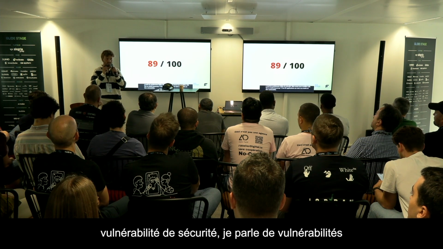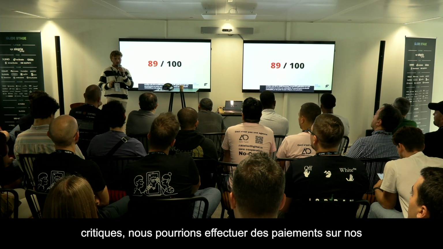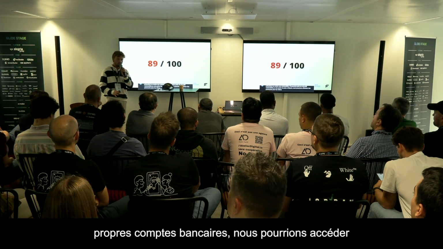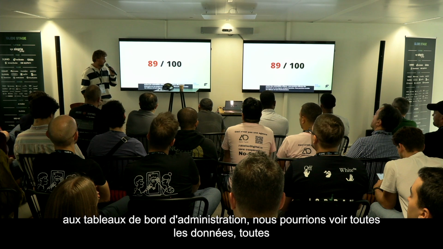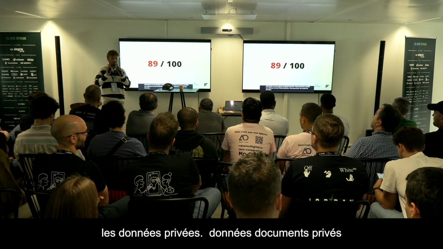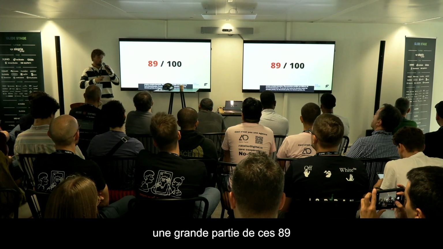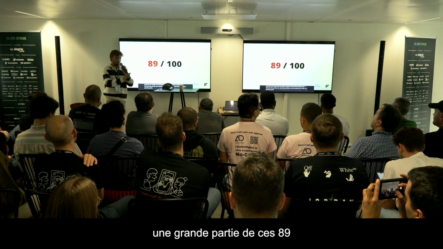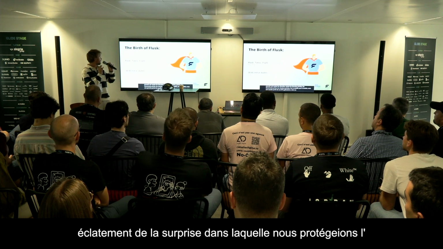And when I talk about security vulnerabilities, I talk about critical ones. We could do payouts to our own bank accounts. We could access admin dashboards. We could see all the data, all the private data, private documents, private meetings on all, not all, but a big part of these 89 applications. So this symbolized the birth of Flusk.